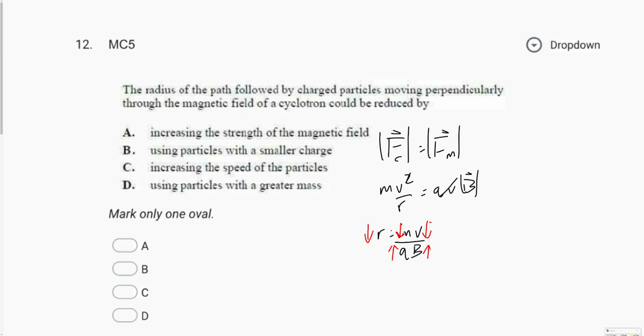Okay, what's my answer here? It's A, isn't it? Increase the strength of the magnetic field, make B bigger, and R is going to be smaller. So A is our answer there.